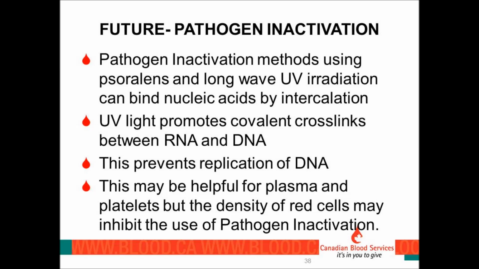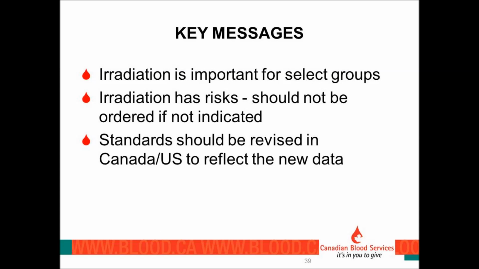And pathogen inactivation methods using psoralens and long-wave ultraviolet irradiation combine with nucleic acids by intercalation, and the UV light promotes covalent crosslinks between RNA and DNA, and this prevents replication of DNA. This may be helpful for plasma and platelets, but the density of the red cells may inhibit the use of pathogen inactivation. So key messages: irradiation is important for select groups.